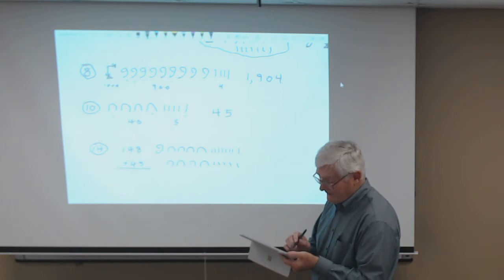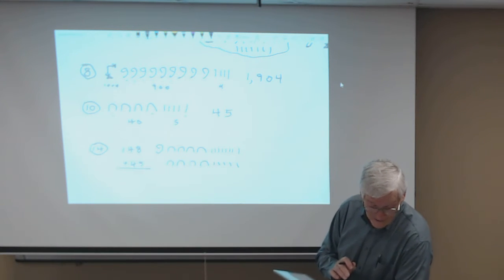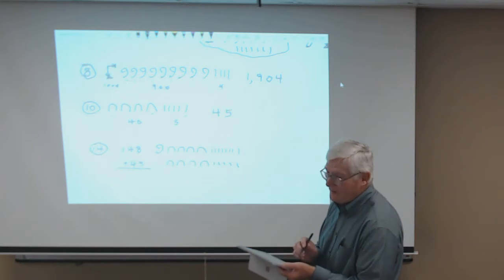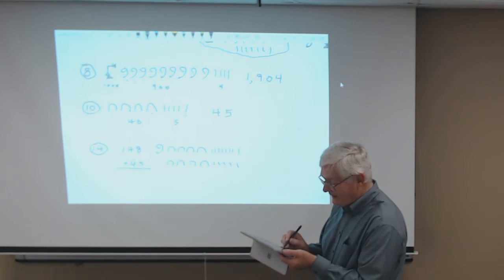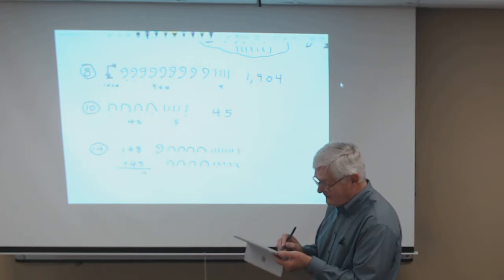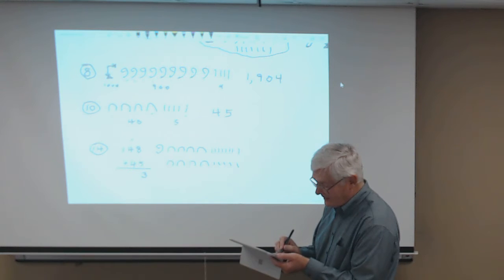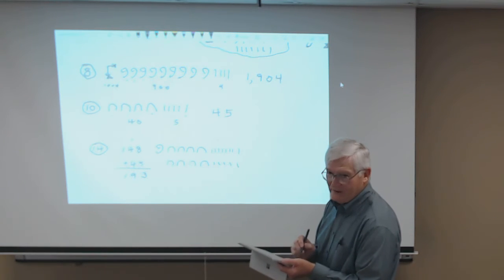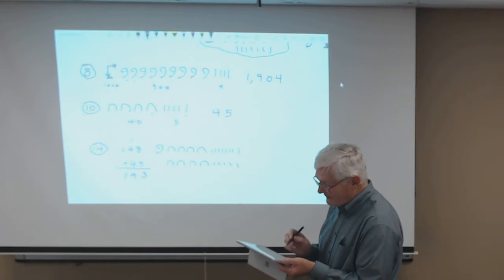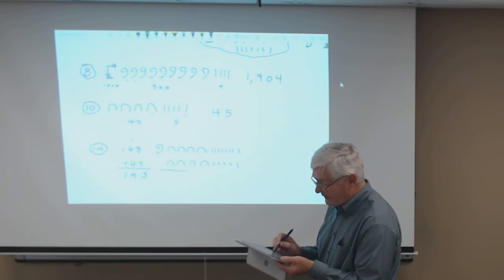Number 14. Add 148 and 45. You go, that's easy enough. 8 and 5 is 13. Carry the 1. 4 and 4 is 8, plus 1 is 9. That's 193. Yeah, but they want you to do it in Egyptian notation.